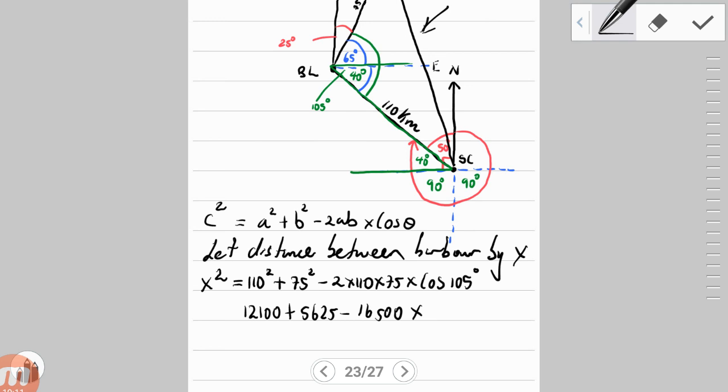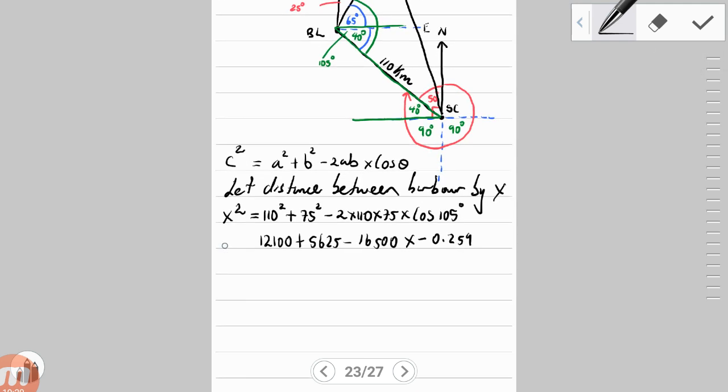And if you find the cosine of 105 degrees, which you're expecting to be a negative result, it's going to be negative 0.259, rounded off approximately. Okay, and that's going to be x squared. So if we add 12,100 plus 5,625, we find that the answer is 17,725, and we're going to subtract here 16,000.